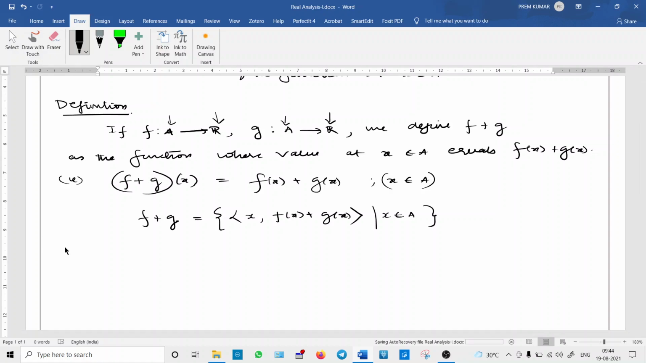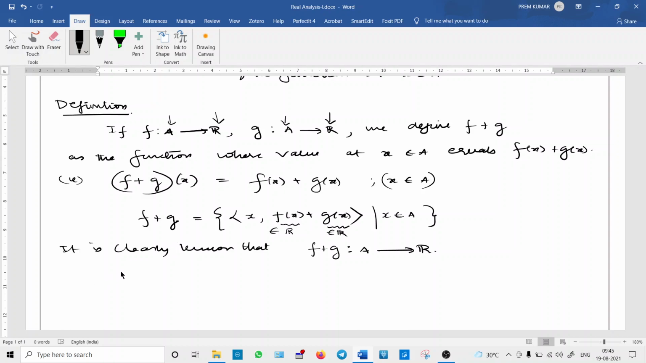And further, it is clearly known that if f of x is a real number, because f is a real valued function, and g is also a real valued function, therefore any value of the function also belongs to R. This also belongs to R. So the sum of two real numbers is also a real number. Therefore f plus g is also a function from A to R. f plus g is a function from the common domain to the set of all real numbers.